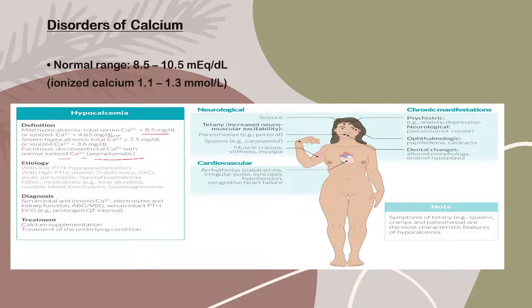That is asymptomatic. So if we talk about hypocalcemia, that is decreased calcium, there are three types. All right. That is mild, severe, and factitious.